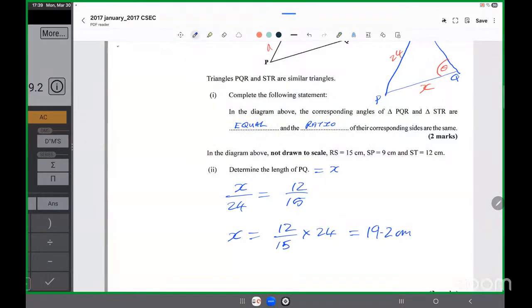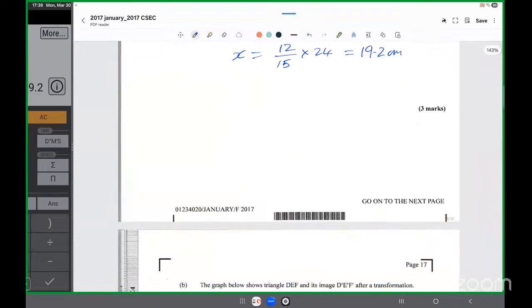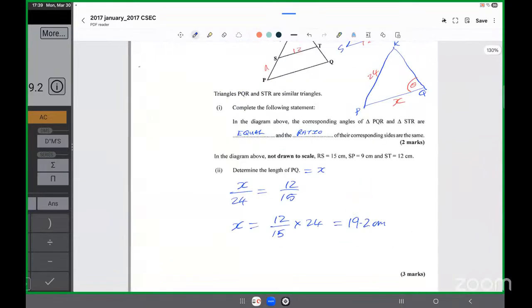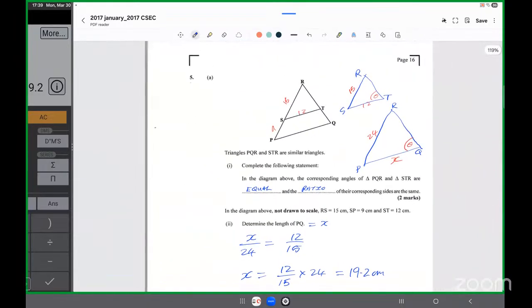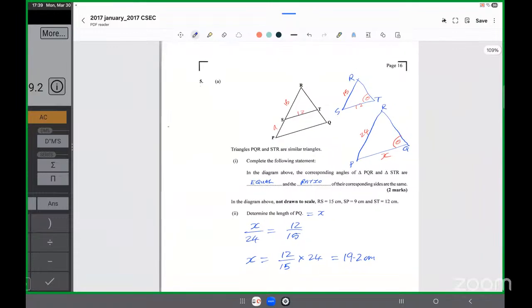Ratio of corresponding sides are equal. Anything else? All right, so that question done, right? Simple as that. Ratio of corresponding sides are equal.